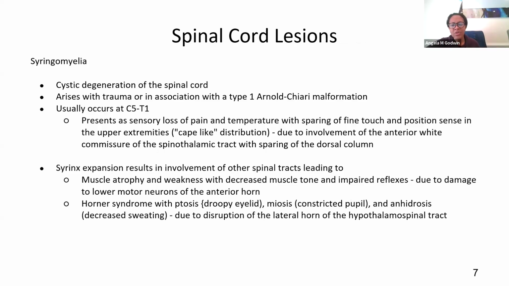It could be due to some sort of malformation of the brain, and we call that the Arnold-Chiari malformation, which I don't really use, but the times I've seen it is really due to trauma. It could be from C5 to T1, if you guys remember your different vertebrae. And depending on the placement, it shows the clinical manifestations.